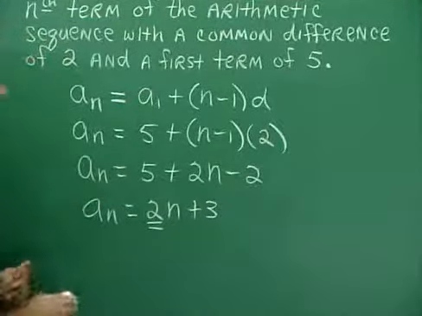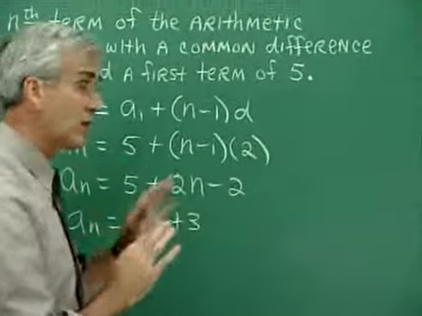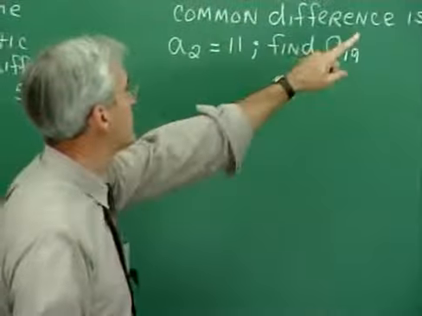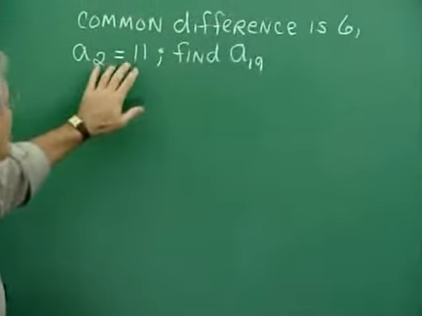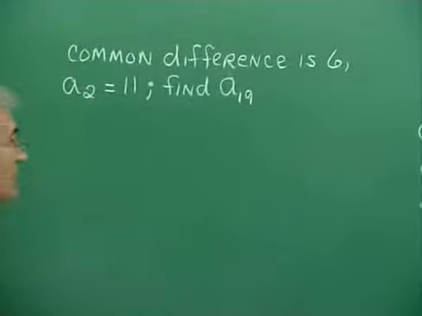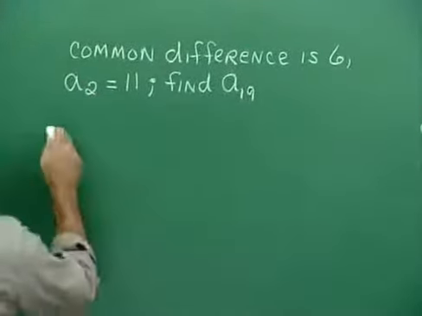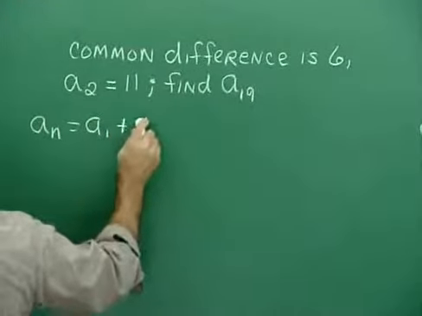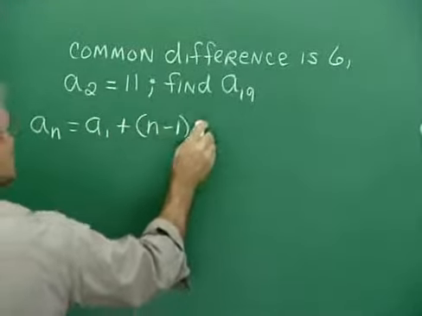Okay, it's kind of an important thing to notice sometimes in problems like this. Here we're told that we have a common difference of 6, and we're given the value of the second item in the sequence. It's 11. We want to find the 19th item in the sequence.